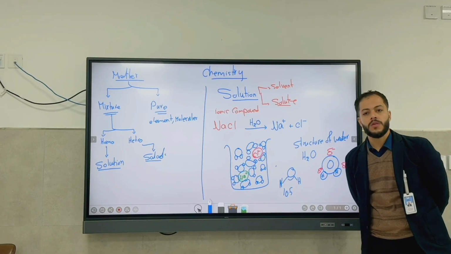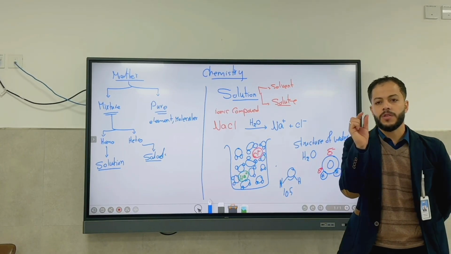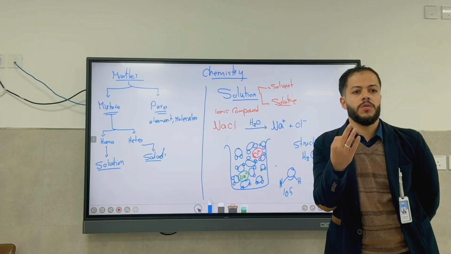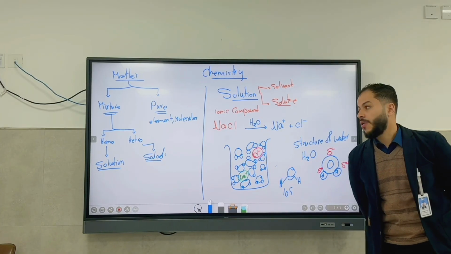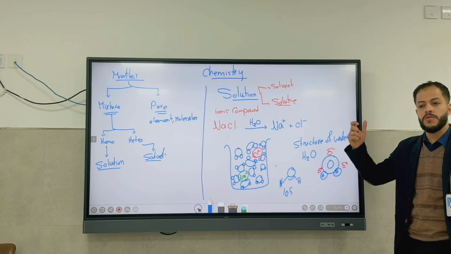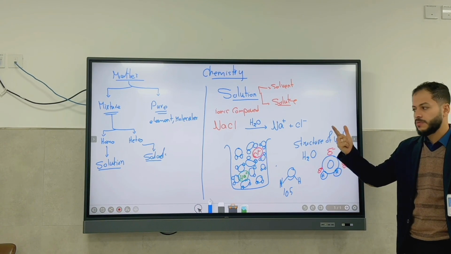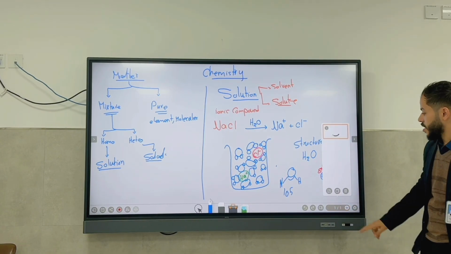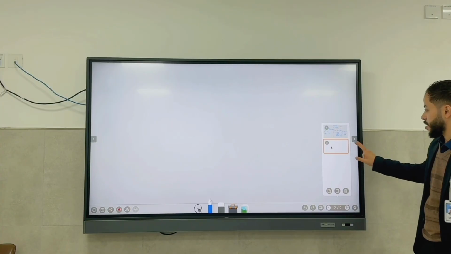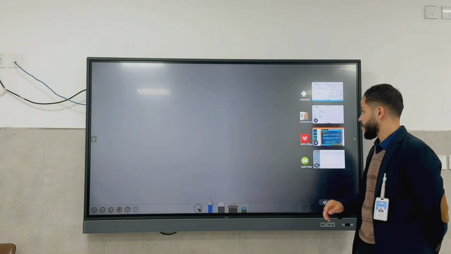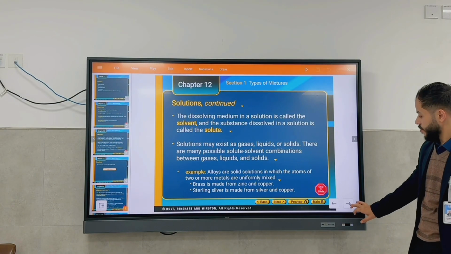Remember, the solution is homogeneous because we are talking about small scales: ion scales, atom scales, or small molecule scales. I want you to remember this with an example of an ionic compound. We will take the salt of a non-polar compound and a polar compound. Let's take an example of a polar and non-polar compound. Before we take this, let's go to the PowerPoint to finish the solubility.